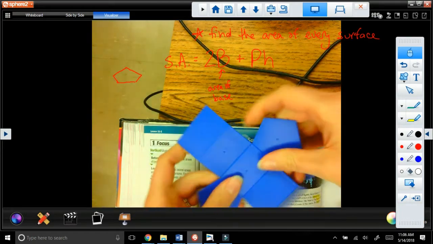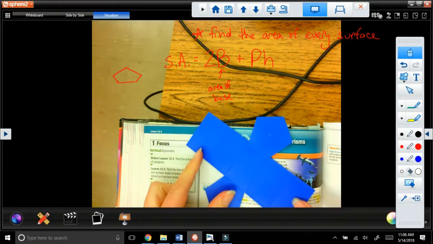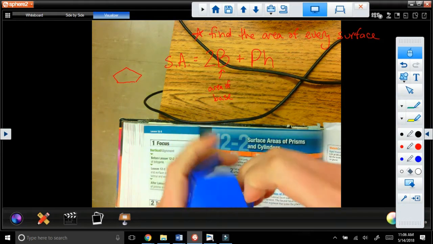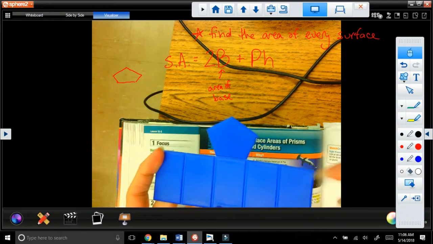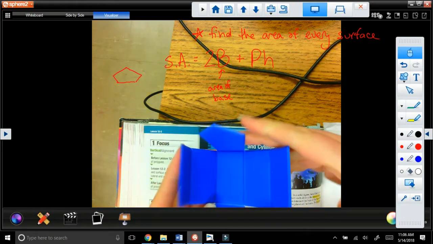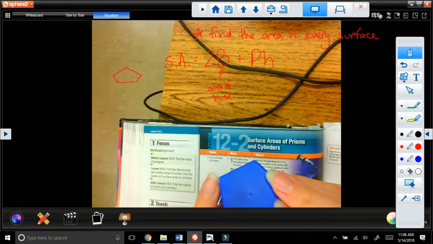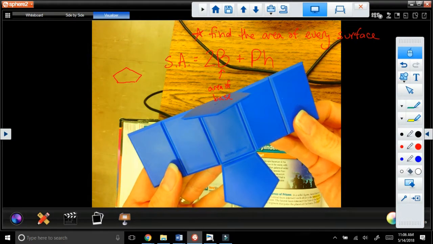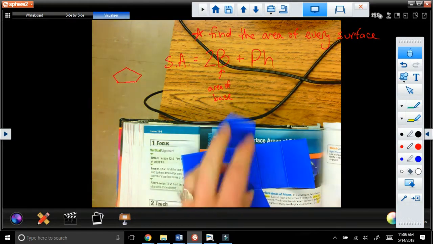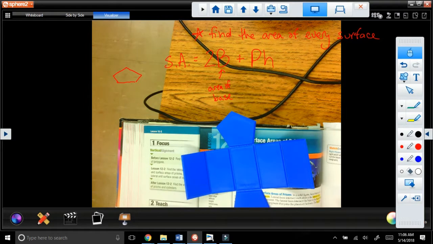Okay, so same thing here. Now there's 5 of those little rectangles, but the length of that entire big rectangle, if you think about it that way, is the same thing as the perimeter of whatever that base is. Can you guys see that? Understand? Okay, so let me go back here.